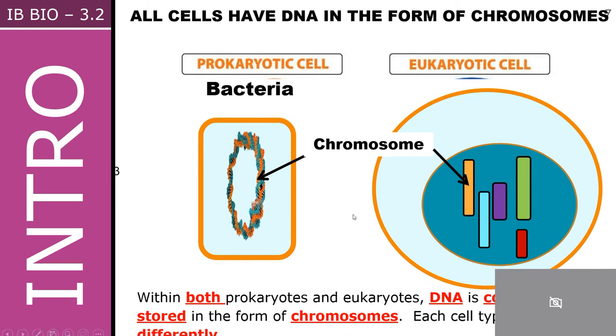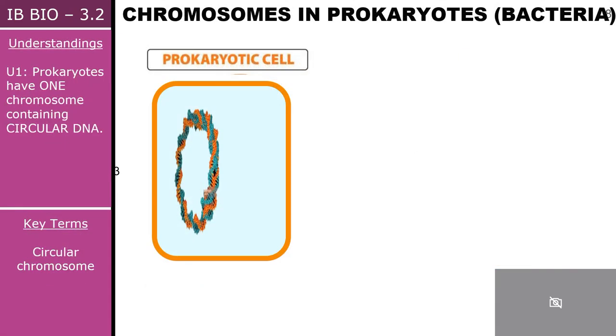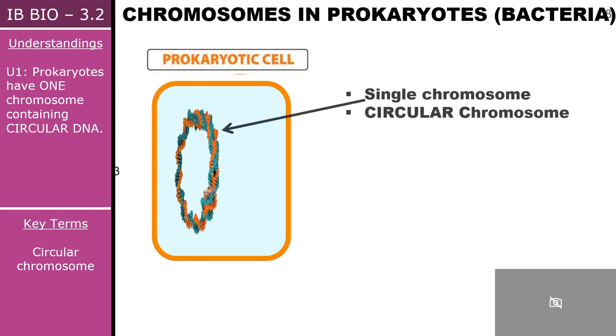So in your notes, I want you to know that within both prokaryotes and eukaryotes, the DNA is condensed and stored in the form of chromosomes. These are each chromosomes, but how those chromosomes look is different. And we'll just walk through this one at a time. So for the prokaryotic cell, so these are your bacteria, there is a single chromosome. That's just a single DNA molecule that's wound up, and it's in the shape of a circle in prokaryotes.